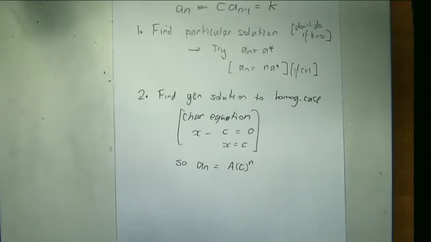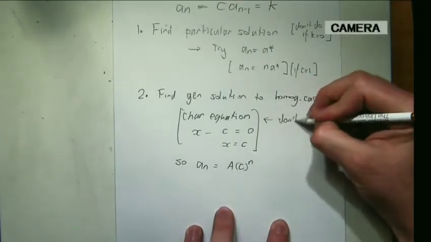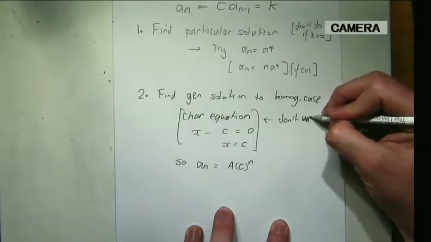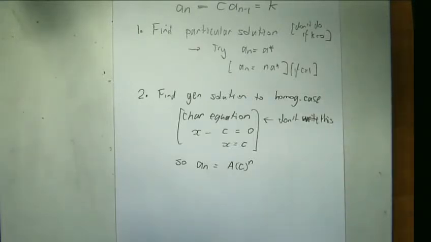But with this one, your solution just comes out to a single number because your characteristic equation is only degree 1 because it's a first order. So you don't need to write that bit. You don't need to write this. But I'm just showing you how it's similar to the second order one. It's exactly the same. Even if c is 1, it'll just be a times 1 to the n, which is just a. Okay? So it'll always work out that way.